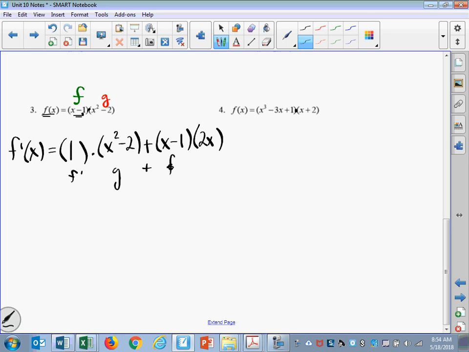All right. So they have to take turns. They have to take turns. Let's look at this next one. So this is f, and this is g.